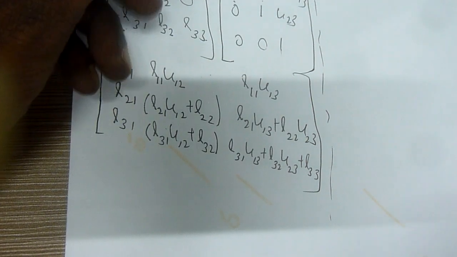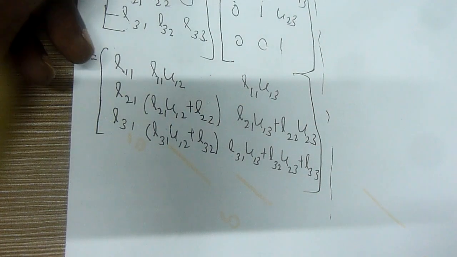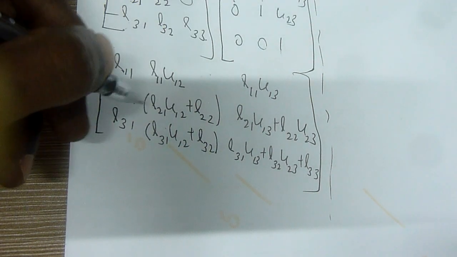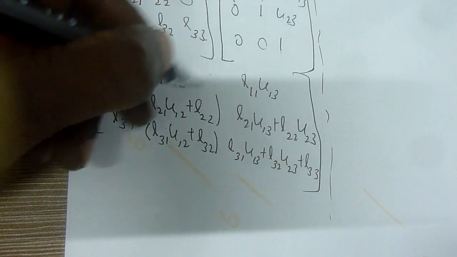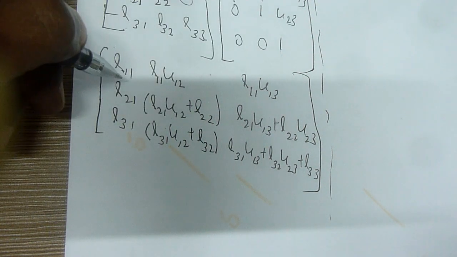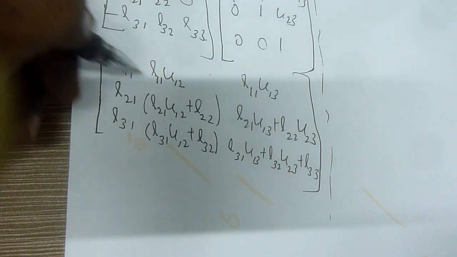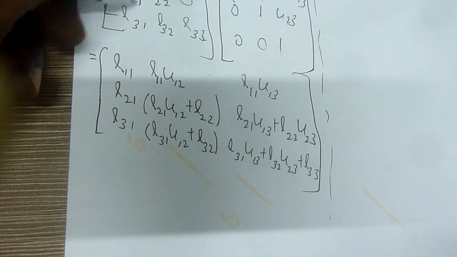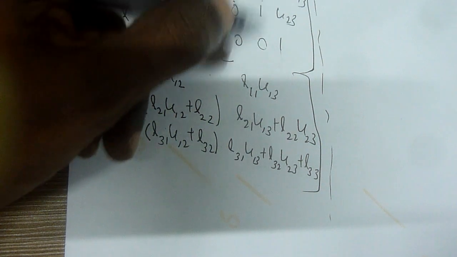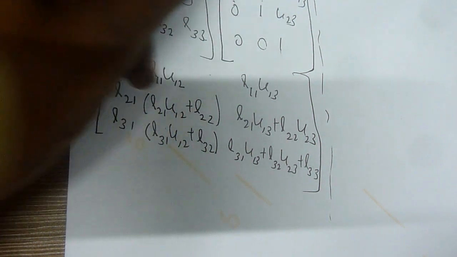Afterward I'll show you one simple example. You just match the results, and after that you find out L11, L21, L31 and so on. Then you manage to find out L and U.